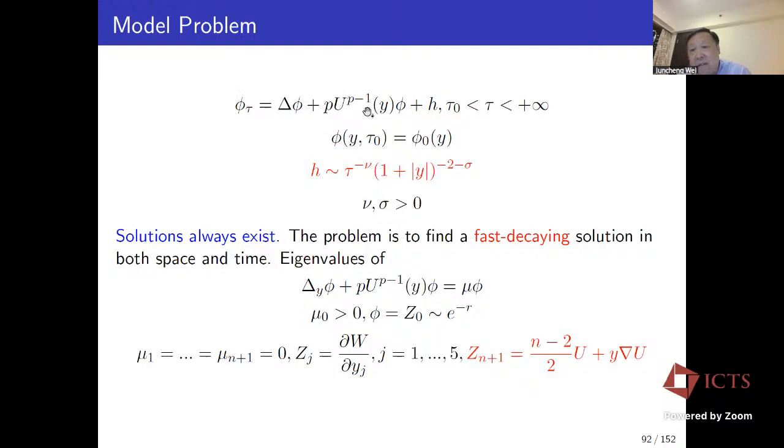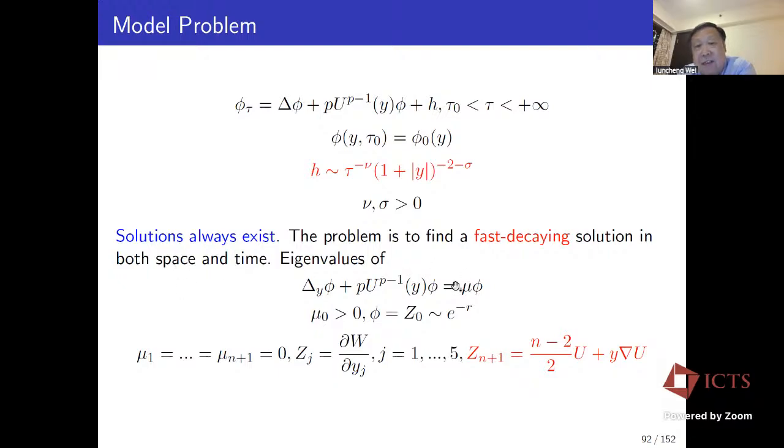So we have this parabolic problem with some error h, and the h decays in time, and it decays in space. And the solution always exists. Right? This is a good thing about parabolic problems, because it's a linear problem with bounded coefficients. The solution always exists. And the problem is to find a fast decay solution in both space and time. Okay?